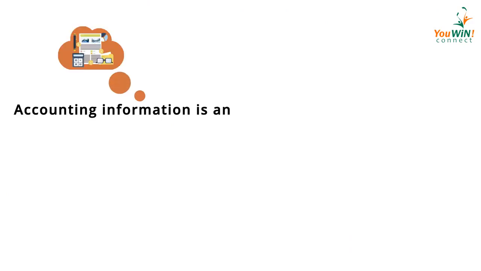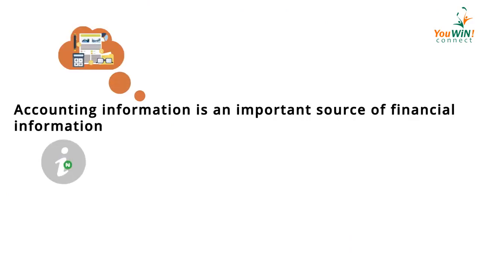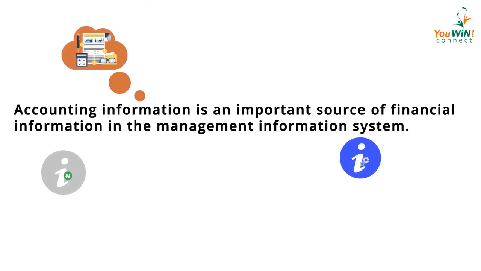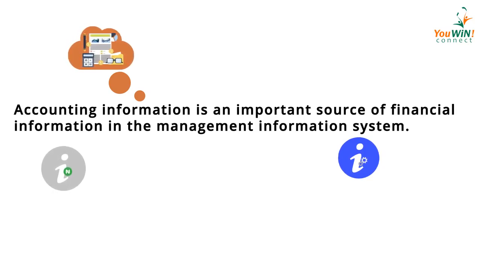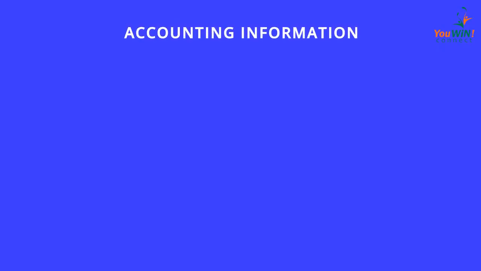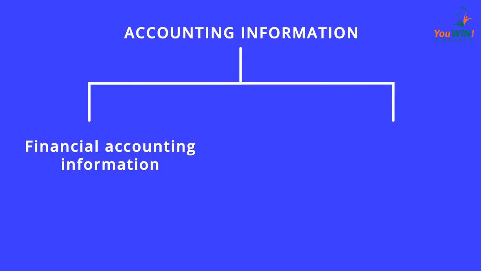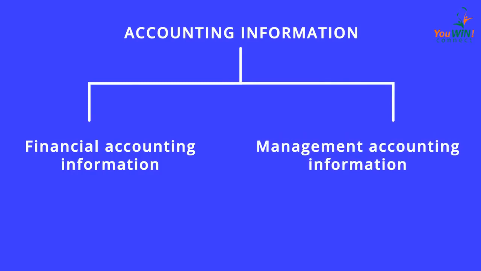Accounting information is an important source of financial information in the management information system. Accounting information plays a key role in formulating the financial information provided to information users. We are going to look at the classifications of accounting information. Accounting information is classified into 2 major groups. The first group is financial accounting information. The second group is management accounting information.